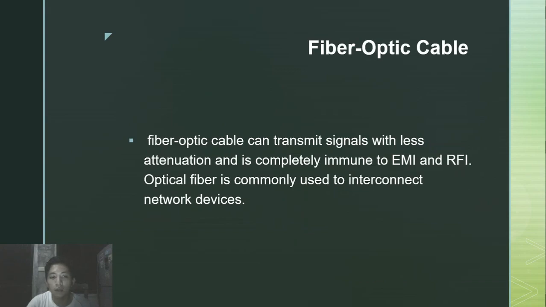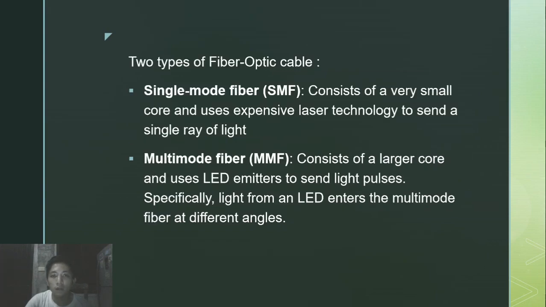Fiber optic cable. Fiber optic cable can transmit signals with less attenuation and is completely immune to EMI and RFI. Optical fiber is commonly used to interconnect network devices. There are two types of fiber optic cable. SMF, or single-mode fiber, consists of a very small core and is expensively certified to send a single ray of light. MMF, or multi-mode fiber, consists of a larger core and uses LED emitters to send light pulses. Specifically, light from an LED enters the multi-mode fiber at different angles.